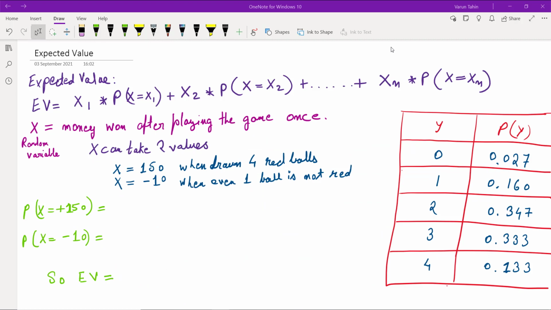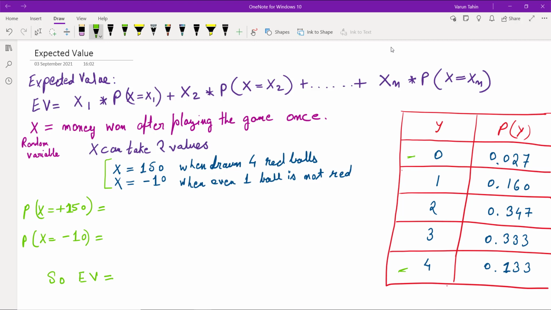Now what we are doing is, as planned, we need to calculate on an average player how much each person is winning, or if this game is beneficial for the player or the house. So for that, I've made X a random variable which says money won after playing the game once, and ideally it should take these reward points, that is 150 when the player draws 4 red balls, that is this case, and -10 when even one ball is not red.